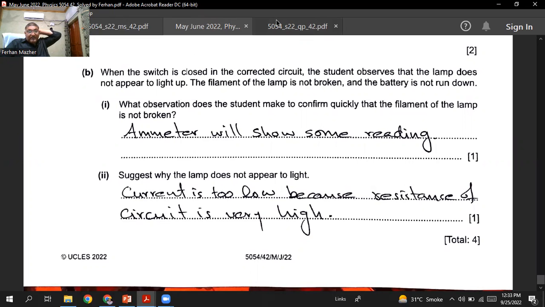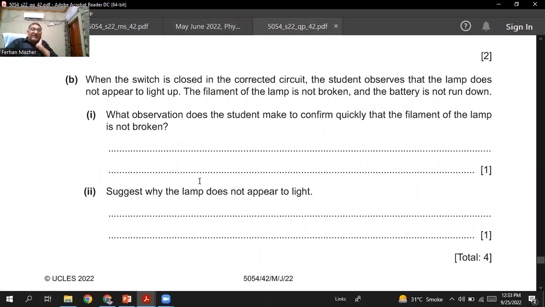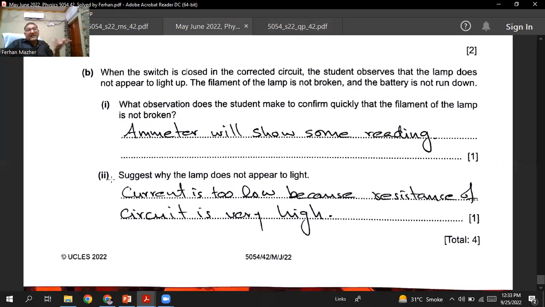Then the question is, suggest why the lamp does not appear to light. There can be many reasons, but the current is too low because the resistance of the circuit is very high. So the current coming from the battery is low.